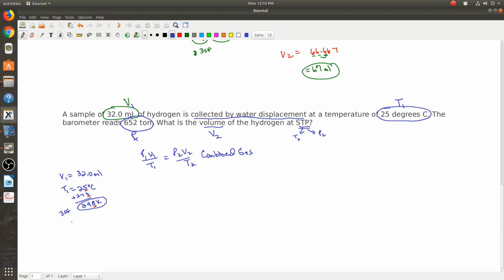Now P1 is a question mark. What I'm given is the total pressure, and I know that because it's by water displacement. This was the, pay attention, super important words that I told you about. So what it means is we actually have the total pressure, and we need the pressure of our gas, which in this case is hydrogen, plus the pressure of water is equal to the total pressure. The total pressure was 652.